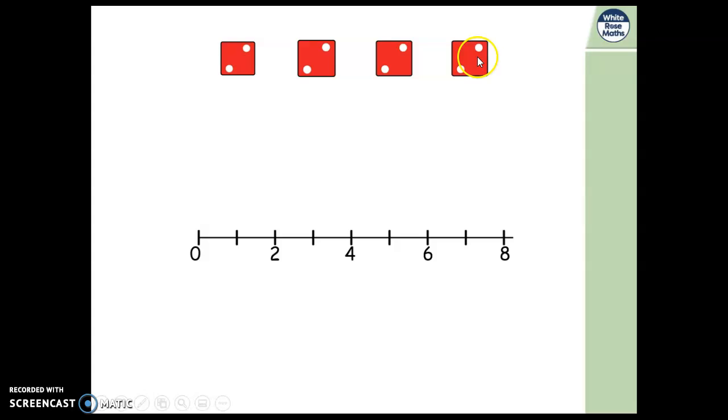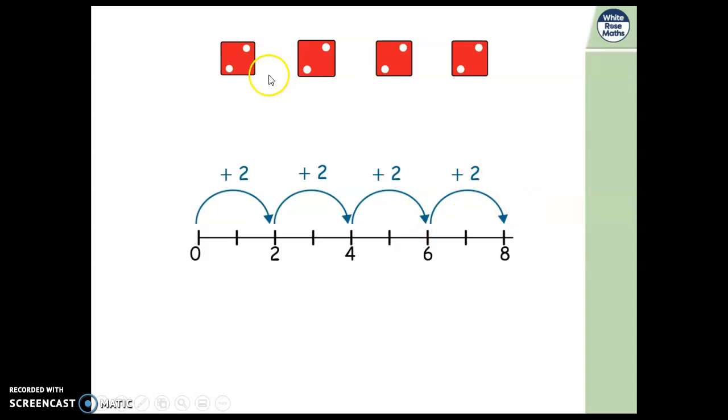Looking at the dice, 2, 4, 6, 8, so we're starting at 8. We can take away or add 2. That's one group. Add 2 is 2 groups. Add 2, 3 groups. Add 2 is 4 groups. 1, 2, 3, 4 groups.